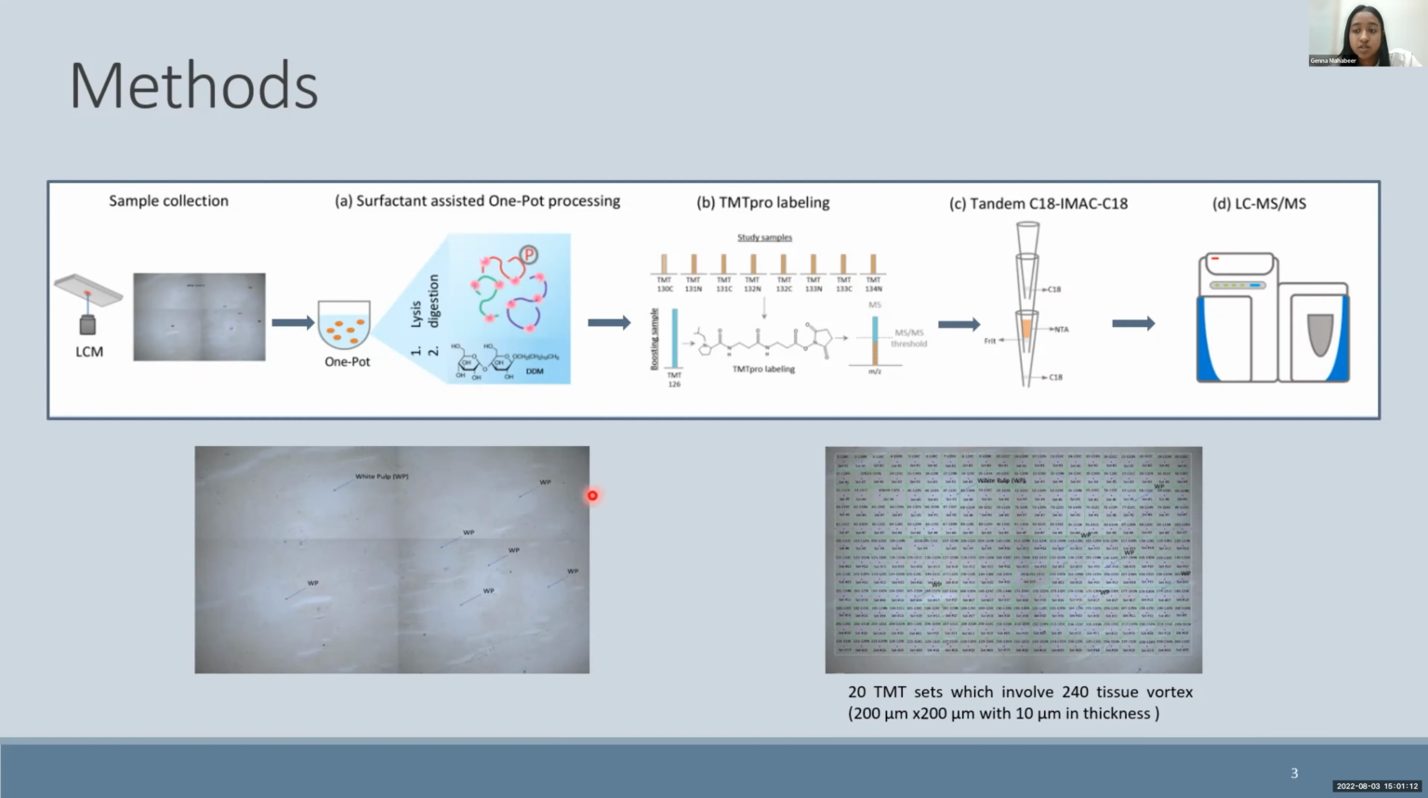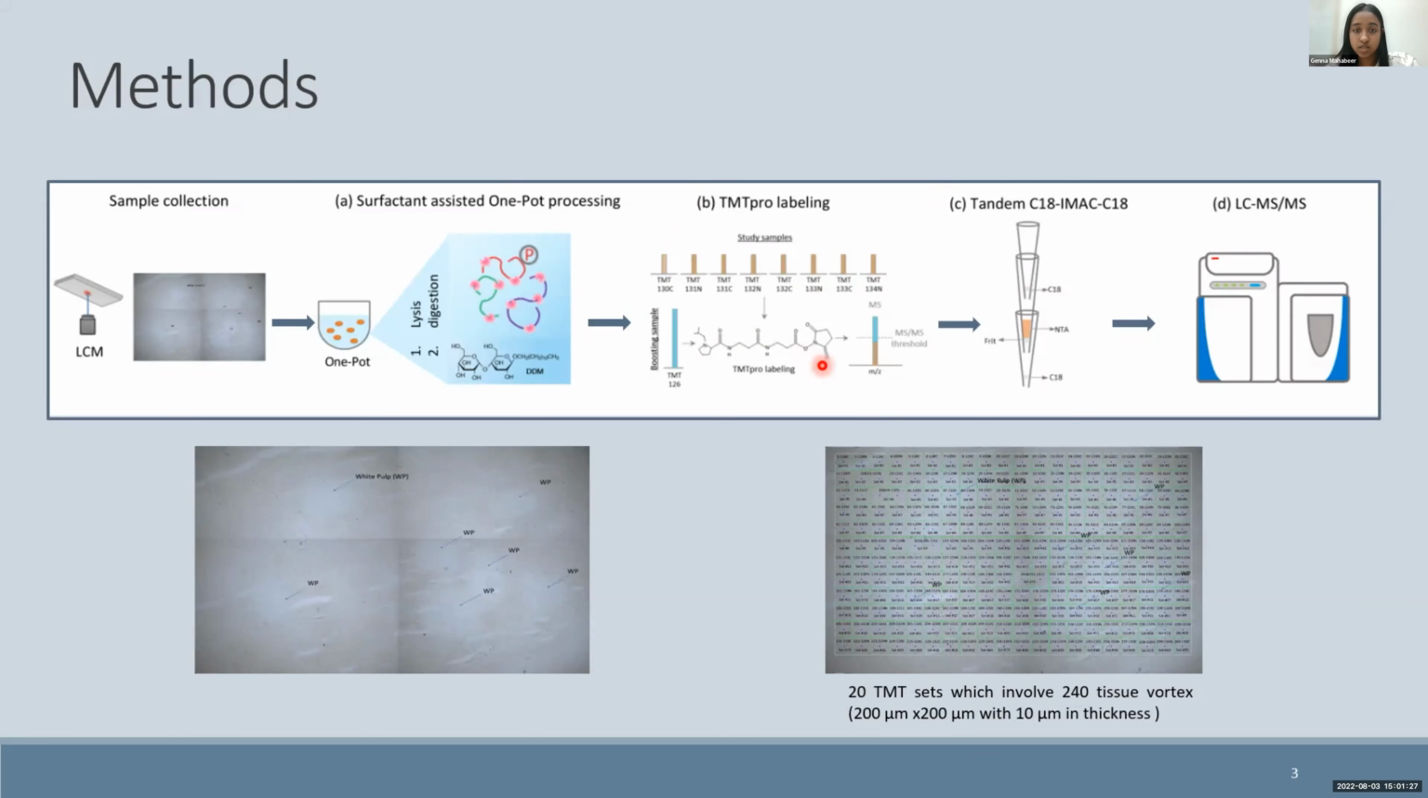Next, it was processed using the Surface Assistant one-pot processing, and this was used to lyse and digest the sample, and then it went through TMT Pro labeling. This was used to enhance protein detection and sample throughput and to ensure that we did not lose protein detection.